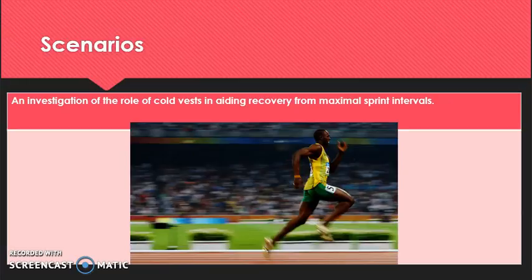The last scenario is an investigation of the role of cold vests in aiding recovery from maximal sprint intervals. A researcher may gather 5 university students that are 20 years old and make them sprint 100 meters 3 times with 10 seconds rest, then give them a cold vest to recover for 5 minutes and then repeat until the participants feel very fatigued. The problem is data protection, in that again it's not safe.